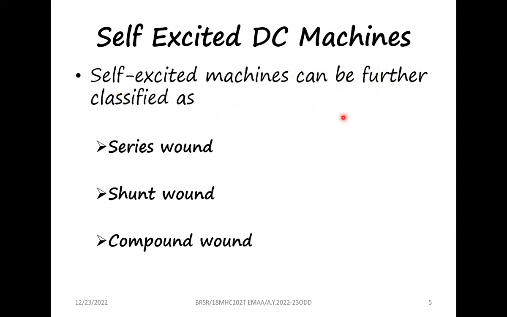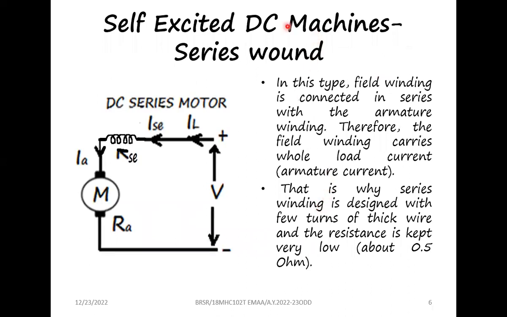So it is classified further as series wound, shunt wound, and compound wound. In the case of a self-excited series wound DC machine, the field winding is connected in series with the armature winding. Therefore, the field winding carries the whole current, that is the load current. Whatever load is connected to the machine, the load current is going to flow through the series winding, and the current in the series winding as well as the armature are both the same. That is why the DC series winding is designed with few turns. It's not a large number of turns, but few turns with thick wire, and the resistance is kept very low, about 0.5 ohms.